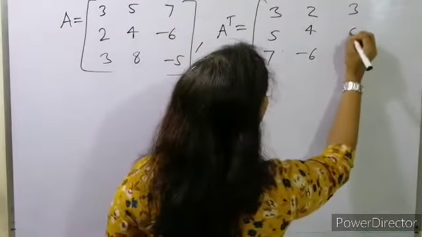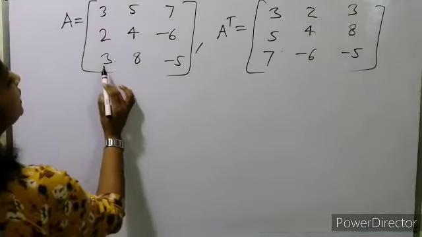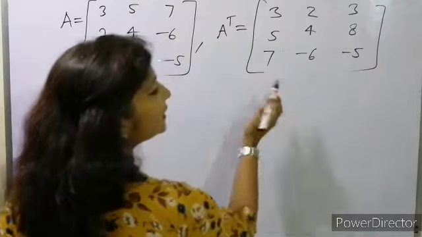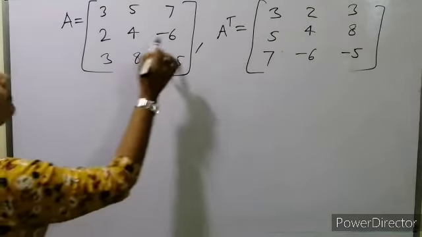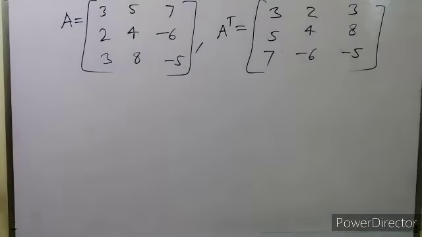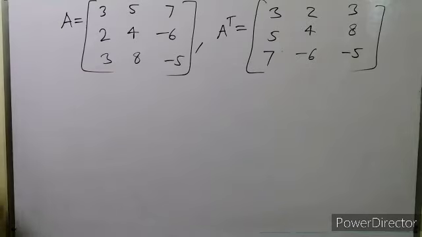Now we'll compare this. Is 3, 8, minus 5 there? No, it is not. Is 2, 4, minus 6 there? No. So this matrix A is neither skew symmetric nor symmetric.